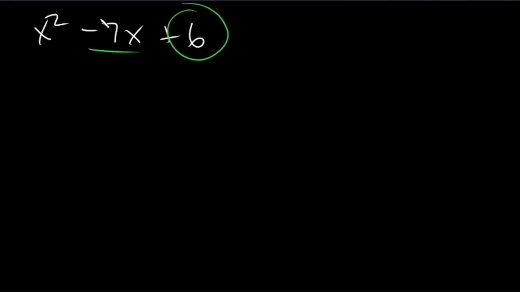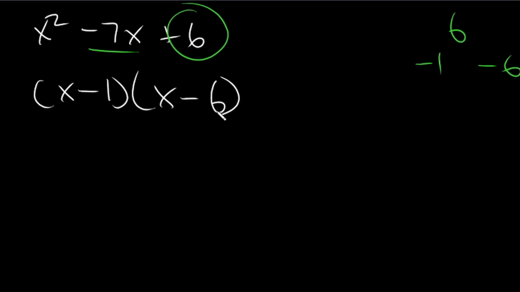Our next example, x squared minus 7x plus 6. So we need two factors that multiply to equal 6 and add to equal negative 7. So let's factor 6. Well, we see this is negative, so we know both numbers are going to be negative. So let's start with negative 1, negative 6. Well, there we go. Negative 6 plus negative 1 is equal to negative 7. So our answer is going to be x minus 1 times x minus 6.